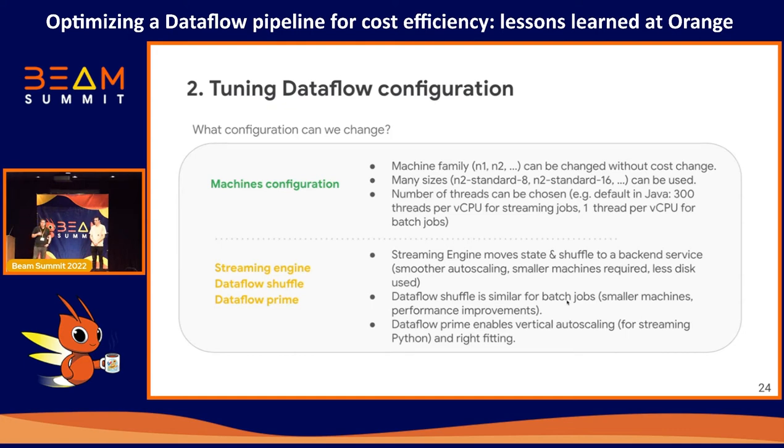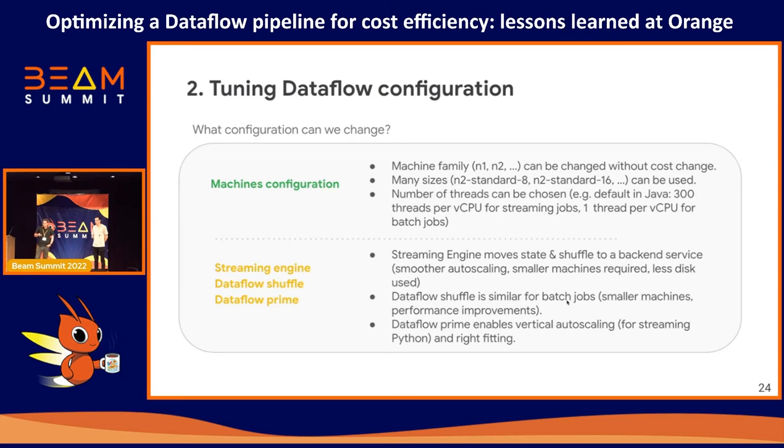Dataflow Shuffle is quite similar, but for batch jobs. And something different, Dataflow Prime, which is still in pre-GA. It's a fully serverless data processing platform for Apache Beam pipelines, and it provides more optimized resource management and some cool features like vertical autoscaling, but I think it's still only for Python streaming pipelines for now.